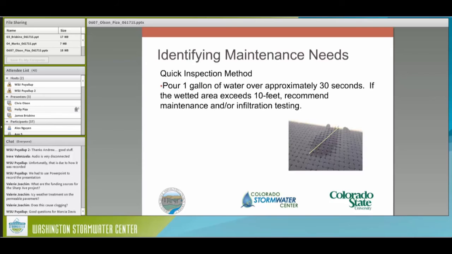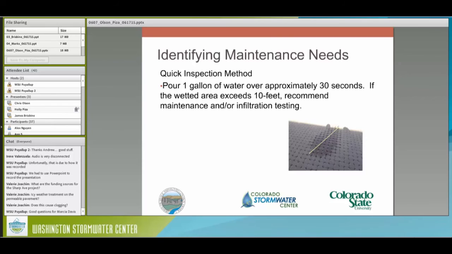So one of the things I did in preparation for this class was to go out with one of the inspectors in the Denver area and just kind of shadow them and see what a day in the life of a post-construction inspector was like. And I asked him what he did when he was inspecting permeable pavement, and he said, well, I look at it. So I thought we could probably do better than that.